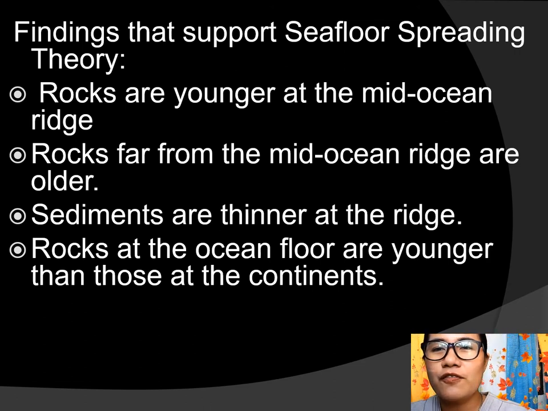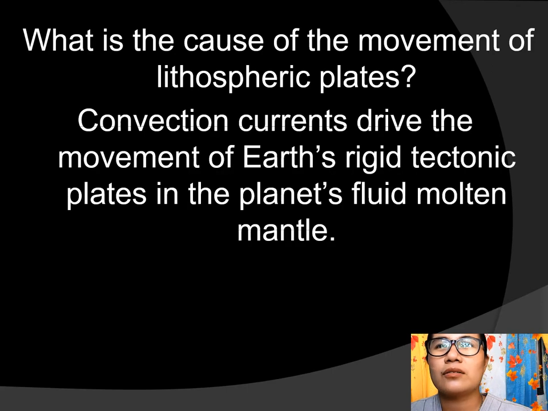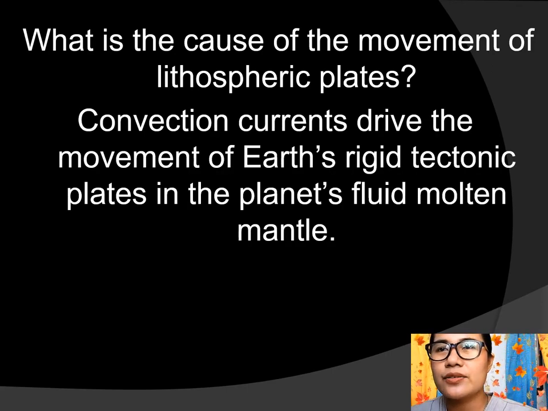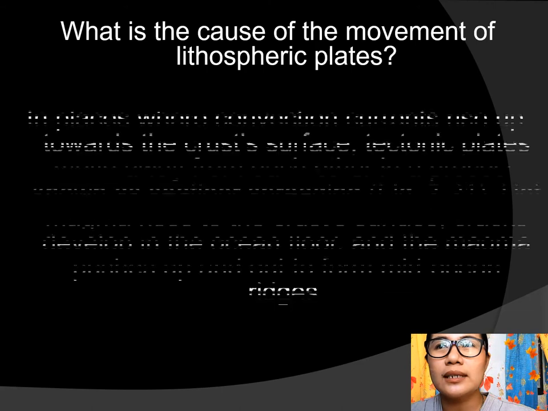Rocks at the ocean floor are younger than those at the continents. Through dating, they found that the rocks under the ocean floor are relatively younger than the rocks in the continental plates. Again, what is the cause of seafloor spreading? It is caused by convection currents driving the movement of the Earth's rigid tectonic plates in the planet's fluid molten magma.